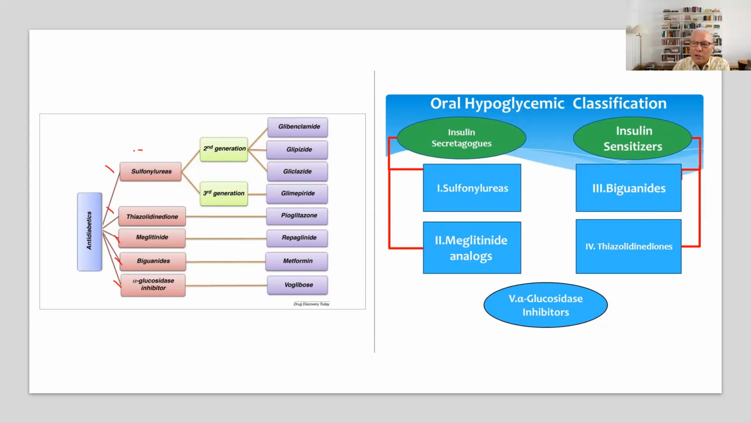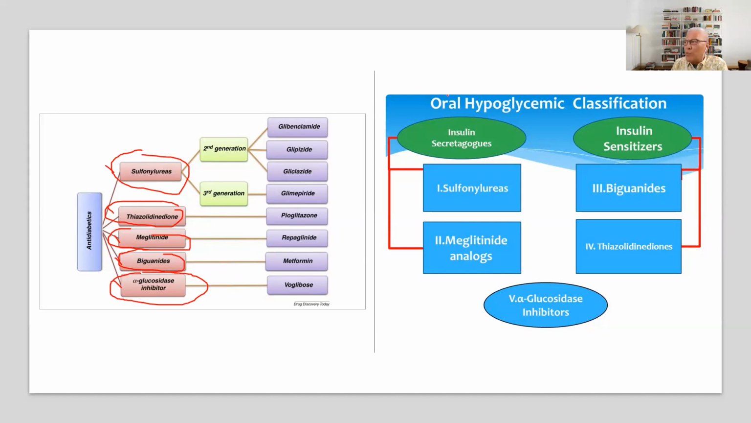And these classes are your sulfonylureas, your meglitinides, right over here, your biguanides, and your thiazolidinediones, right over here. And of course, your last one would be your alpha glucosidase inhibitors. So we're going to be talking about these drugs in detail so that we can understand how they act and how they are managing those people with diabetes type 2.